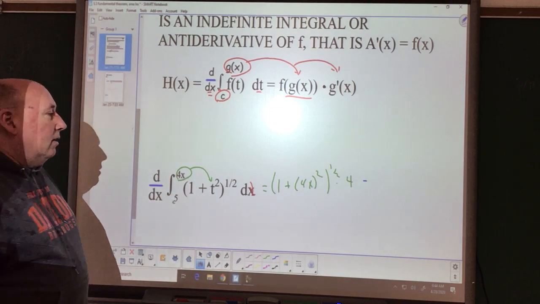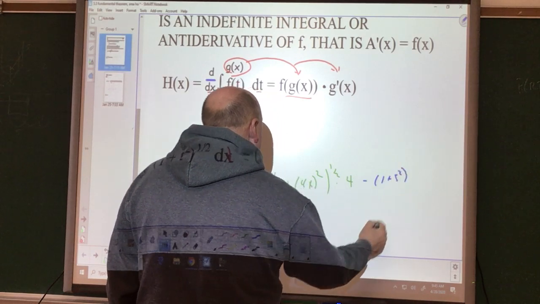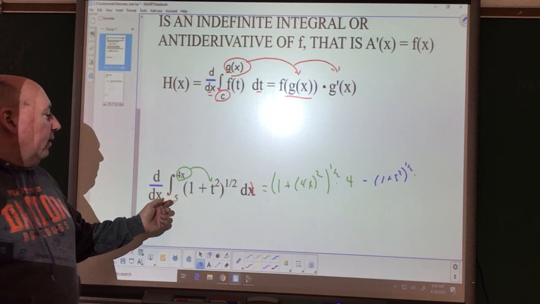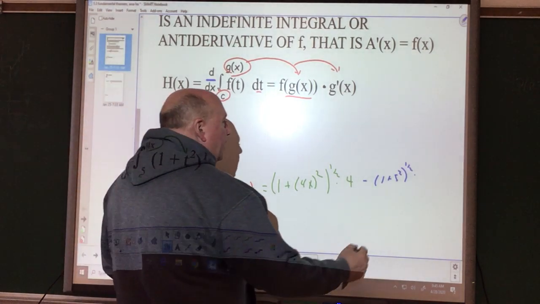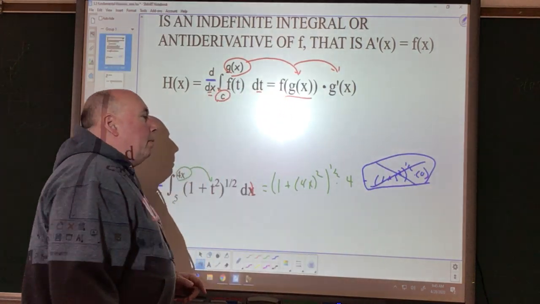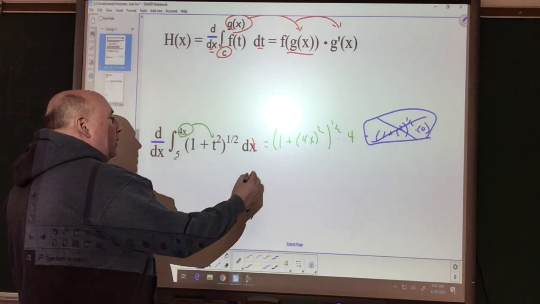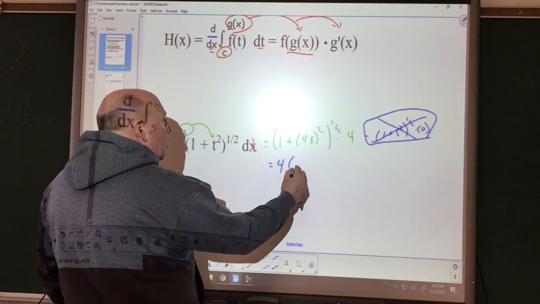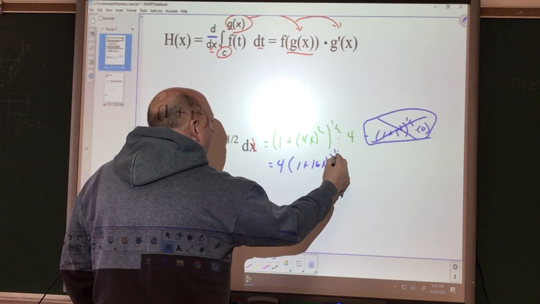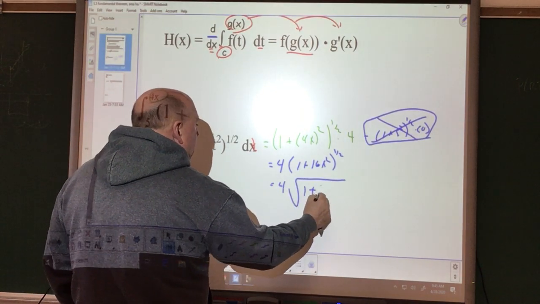Now, if we evaluate this at the lower limit, having the constant there, I can put my value of 5 in. So we have 1 plus 5 squared to the 1/2. But then I have to take the derivative of my 5, which is a value of 0, which all just goes away. So what we're left with is 4 times 1 plus 16x squared to the 1/2 power. If I wanted to, I could write that as a square root.